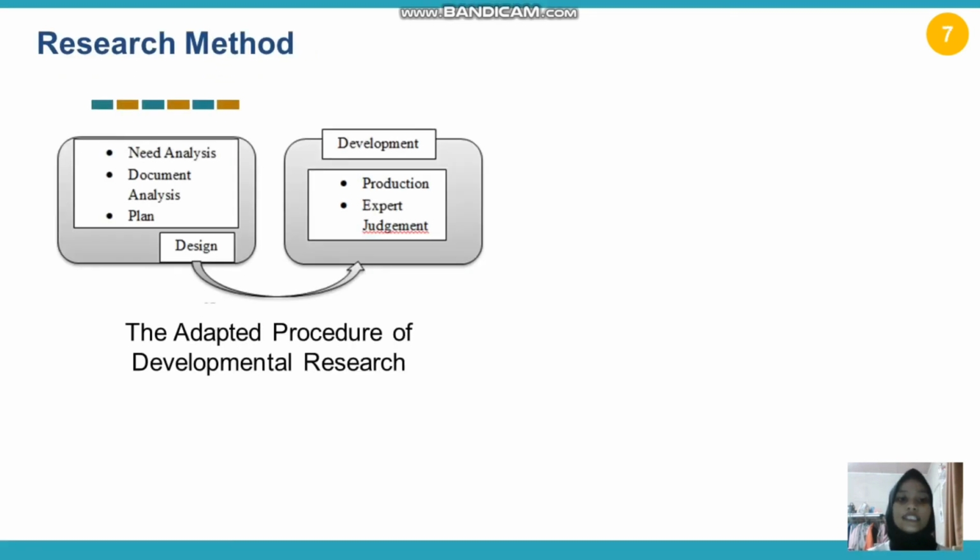However, since this developmental research is to develop the prototype design of the flashcard, the procedure will be adapted into design and also development. In design, there are three steps: need analysis, document analysis, and planning. And in the development, there are two parts. The first is production, and the second is expert judgment.